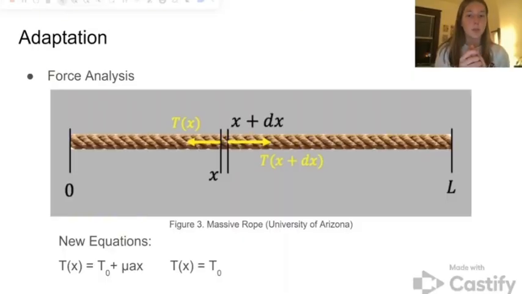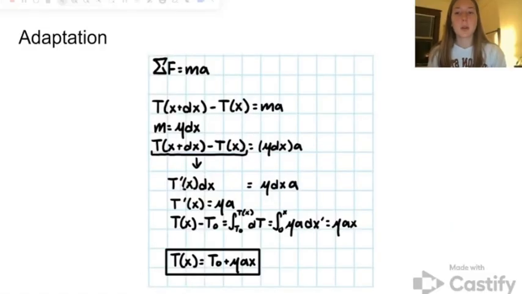And if our system's not accelerating, we're going to be using the equation T of x equals T naught. So it's going to be the same throughout the entire rope if the system is not accelerating. Next, we're going to look at how we calculated this new equation. I used a University of Arizona textbook to help me out a lot with this, which will be in our sources at the end.